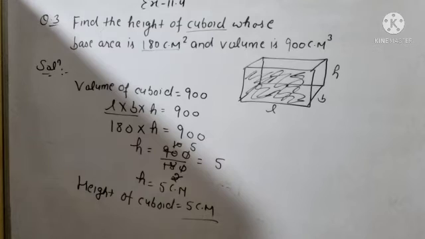So in the place of length into breadth you will put 180 into h is equal to 900. So from here find out the value of h. It will be 5 centimeters. So this one will be the height of the cuboid. Clear? So this was question number 3.